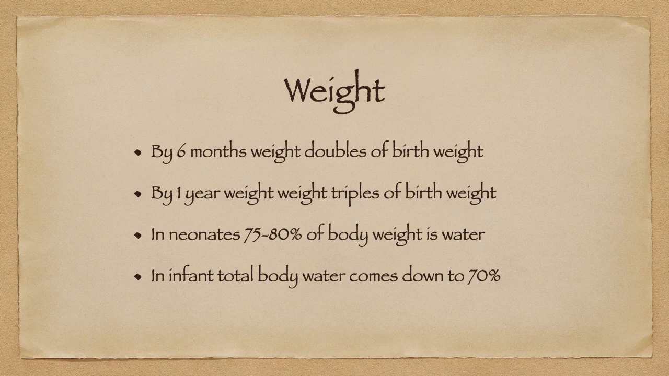And weight. How will there be weight change? By 6 months the weight will double the birth weight. By 1 year the weight will become triple the birth weight. For example, if the child is 3 kg when born, by 6 months the child will be 6 kg. By 1 year the child will be 9 kg.